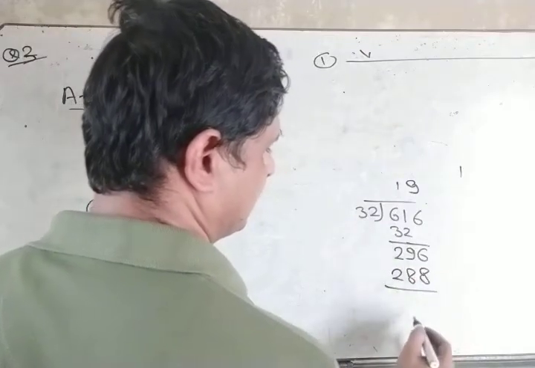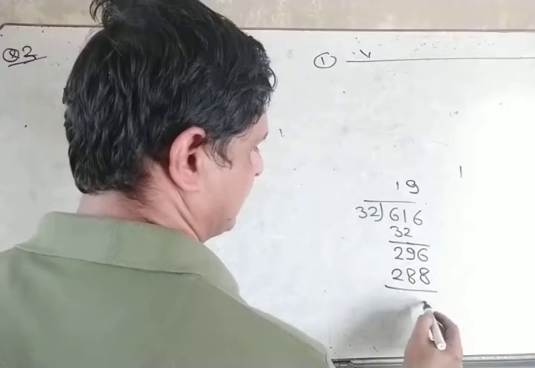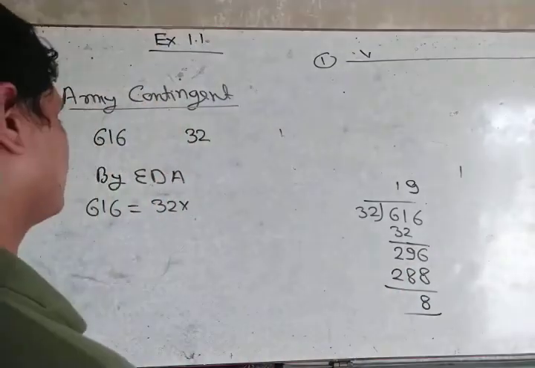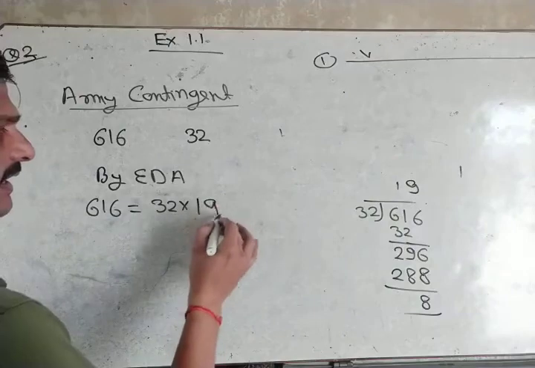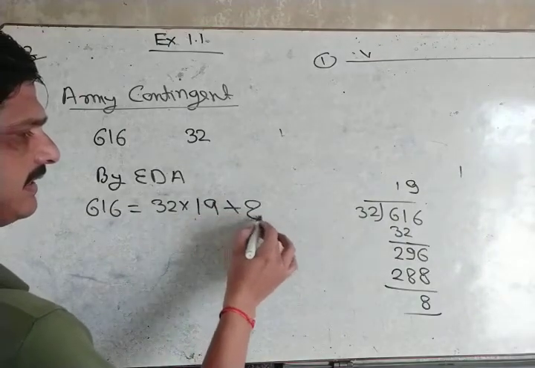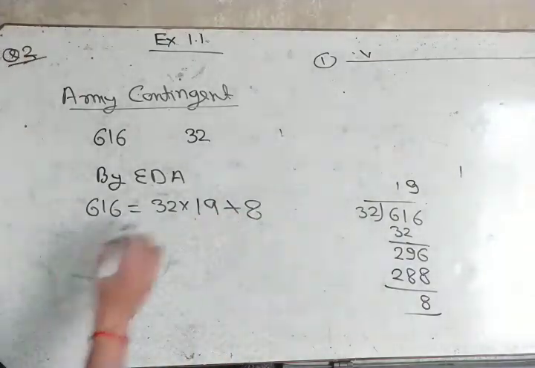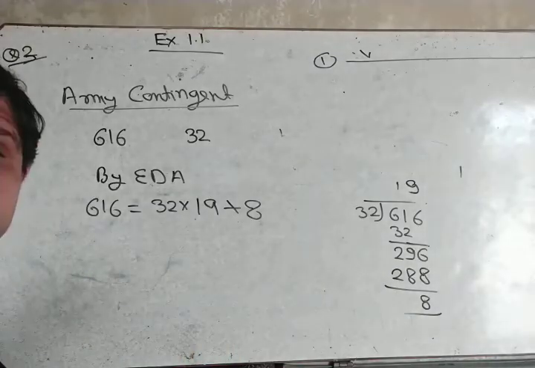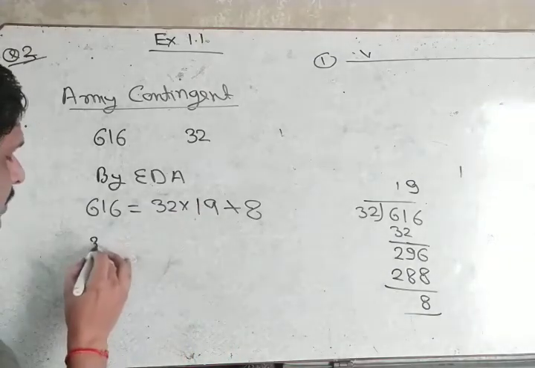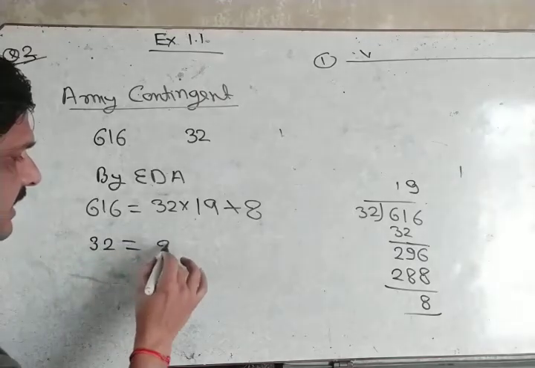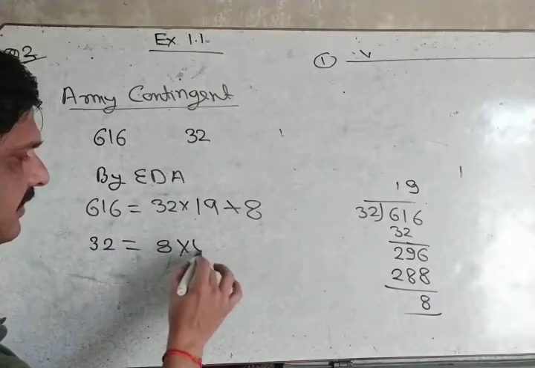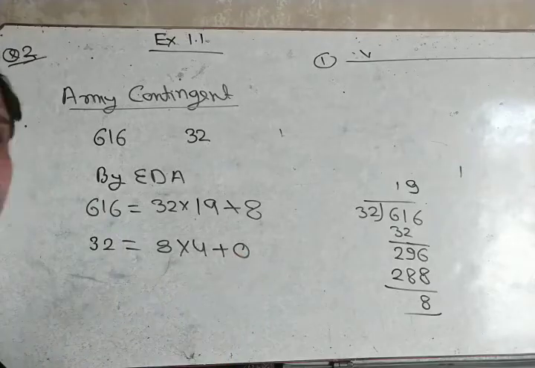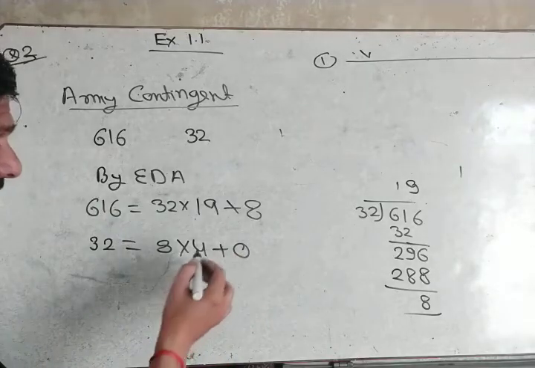You will get 8. So you will put 19 here plus 8. Again applying, because the remainder is not 0. Then you will put 32 here and 8 here. So you can see the remainder is 0.